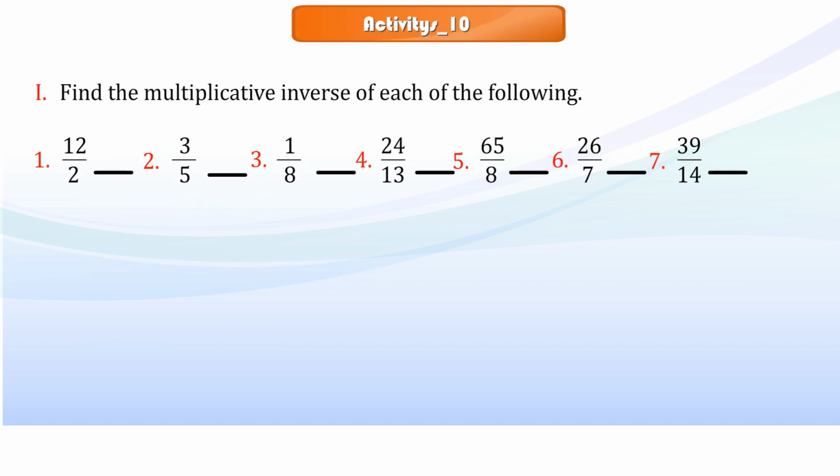Activity 10. Roman number 1. Find the multiplicative inverse of each of the following. 1. 12 by 2. 2. 3 by 5. 3. 1 by 8. 4. 24 by 13. 5. 65 by 8. 6. 26 by 7. 7. 39 by 14.